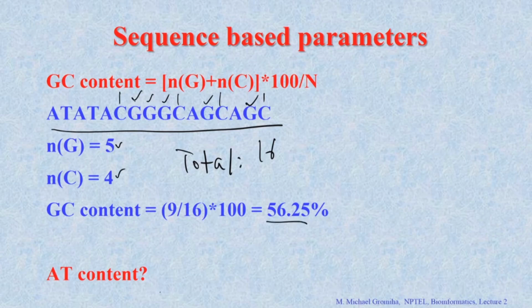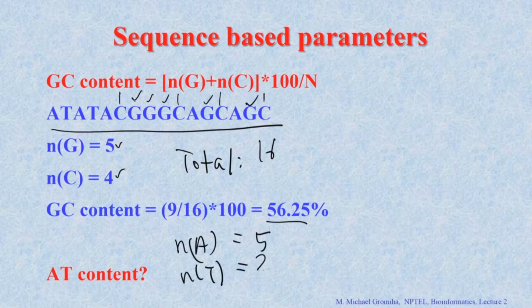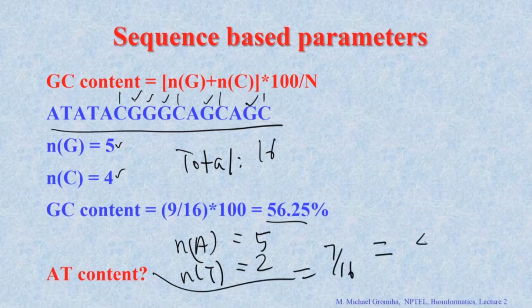How to get the AT content? How many A's? 5. Number of T's? 2. So, AT content equals 7 by 16, which is equal to 43.75%. You can also do that easily by subtracting this from 100, and you will get the same value.